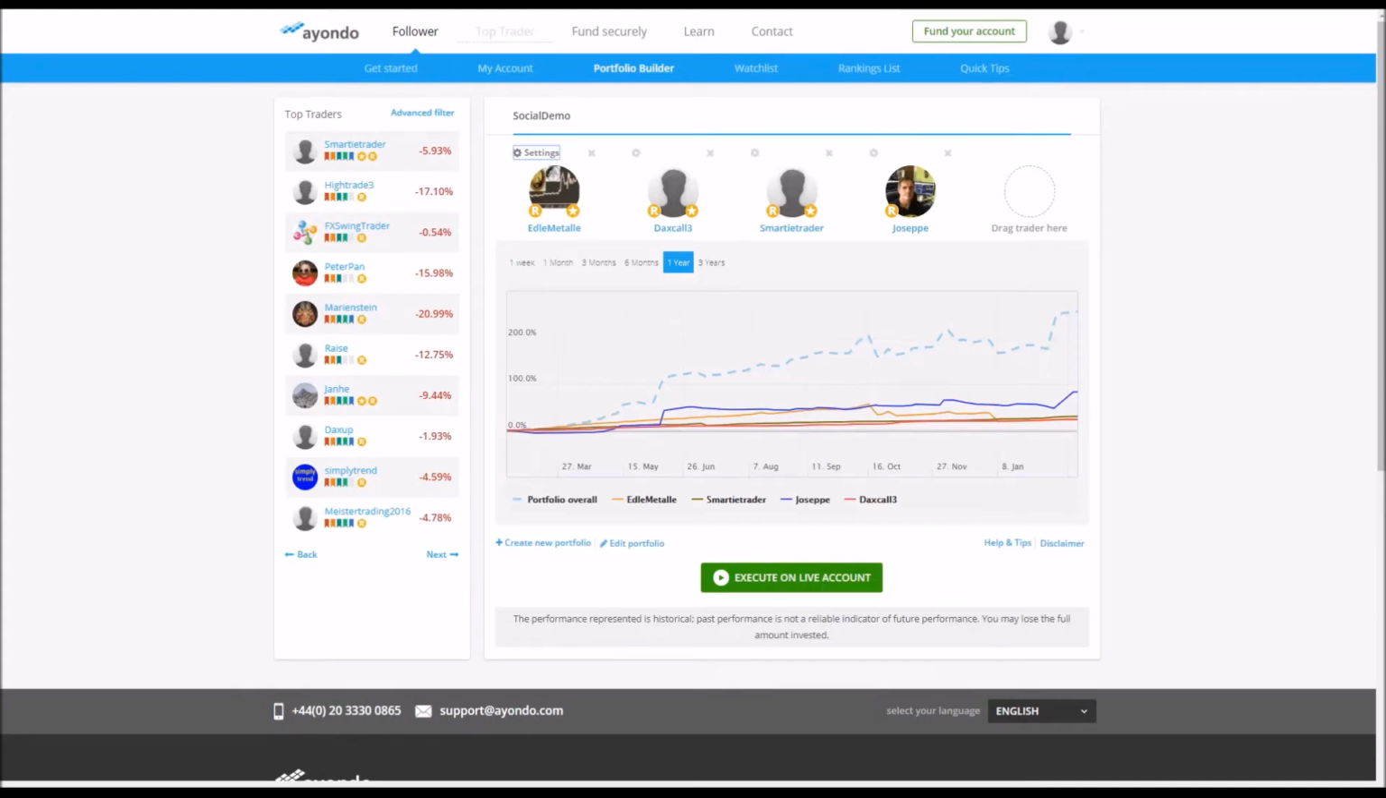And that's it. So there's my portfolio of traders. There's my idealized view of how it would have worked out. And I'm ready. So I click on execute on live account. There's a couple more safety nets.